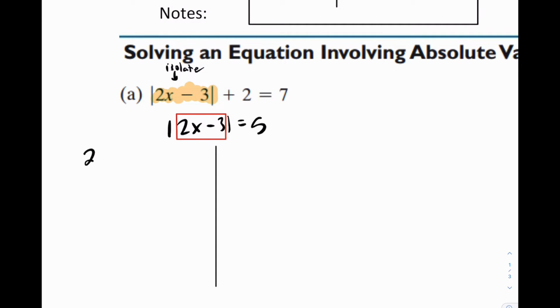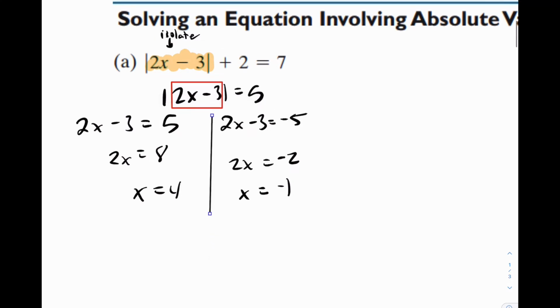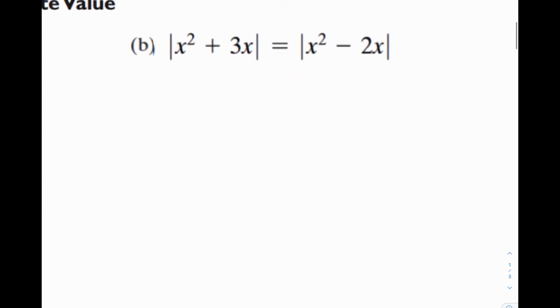That would mean 2x minus 3 should equal 5, or 2x minus 3 should equal negative 5. We solve it. x equals 4, or x equals negative 1. We have two answers there, so I'm just going to write it there: x equals 4, negative 1. And our first example is done. Let's go to a harder example.